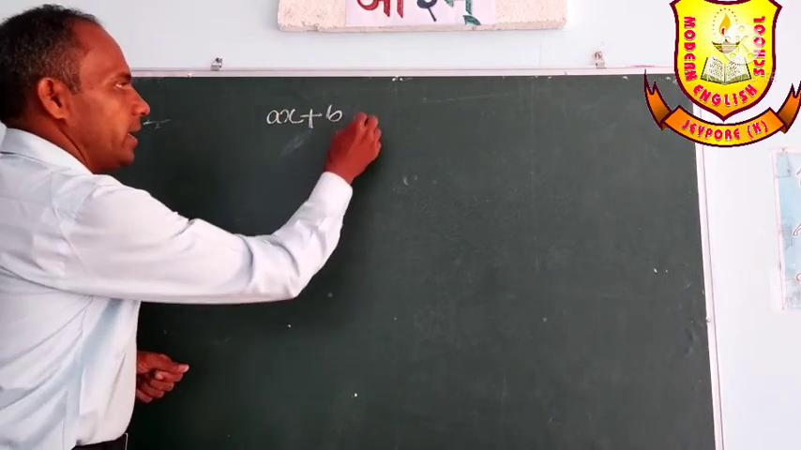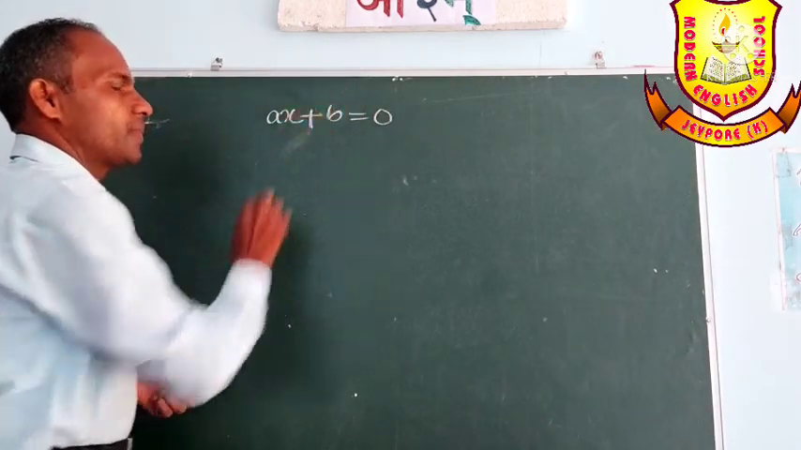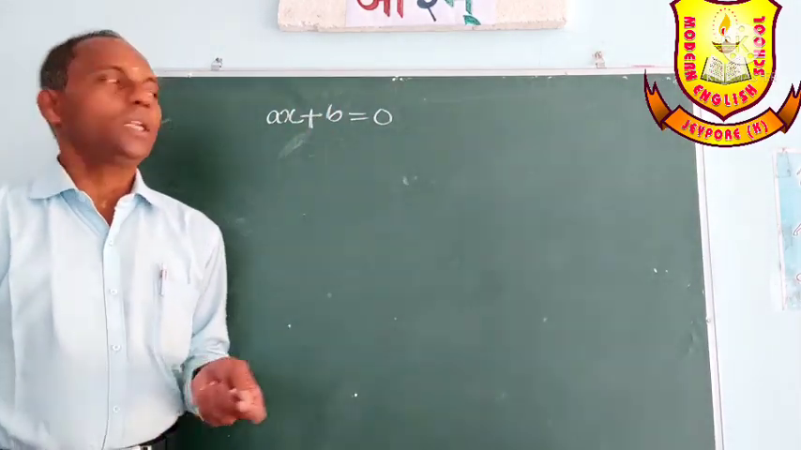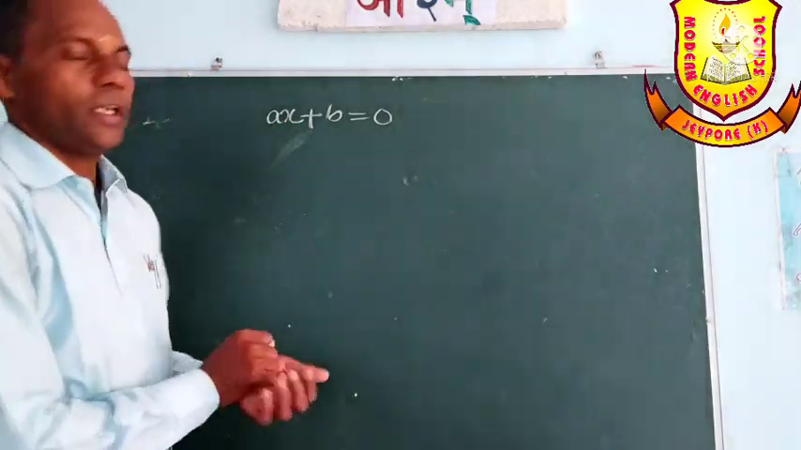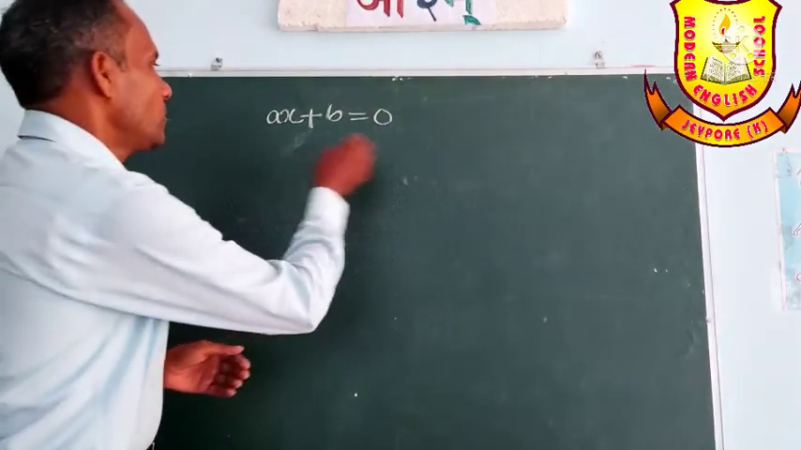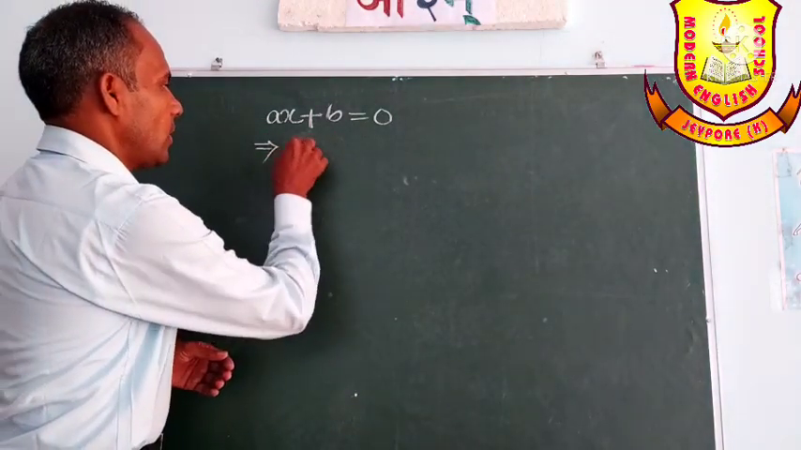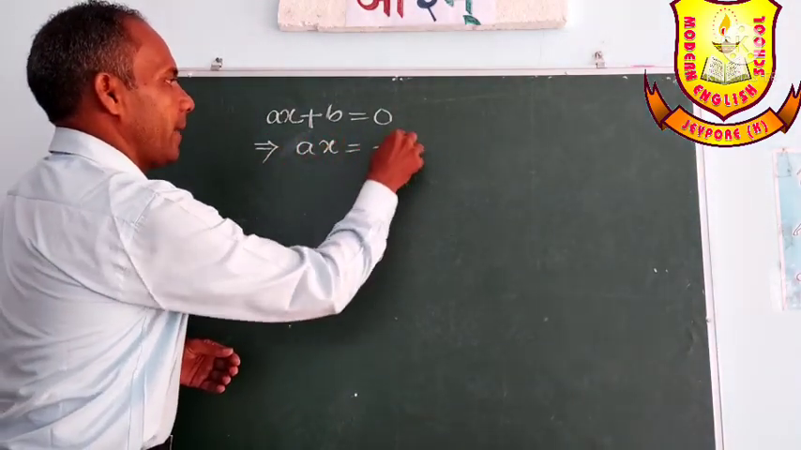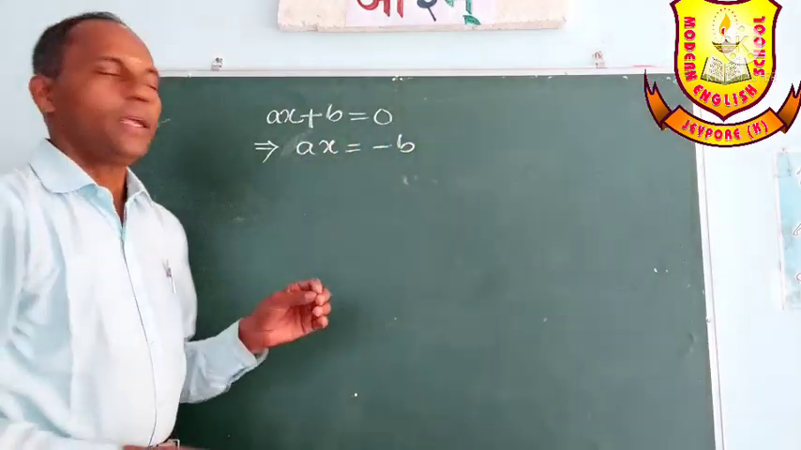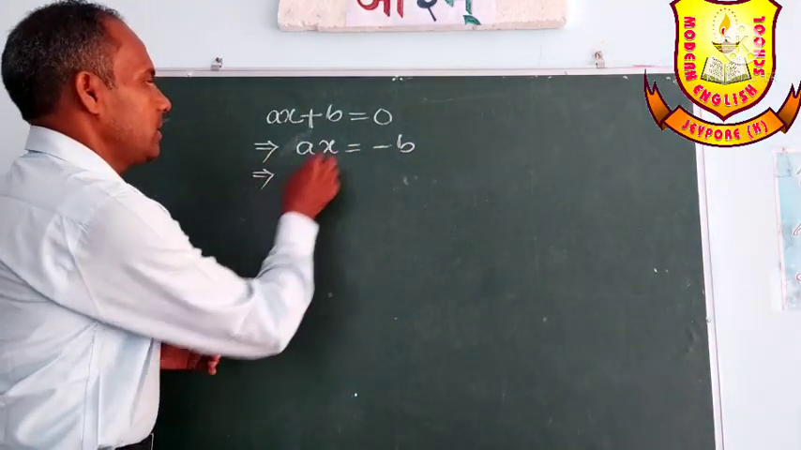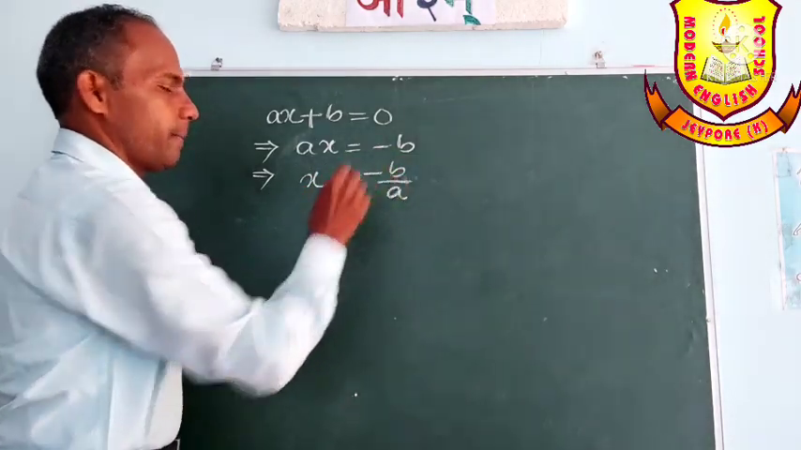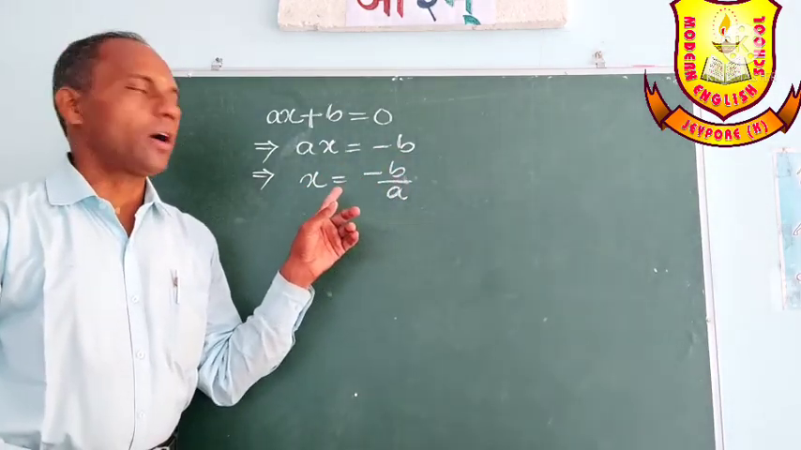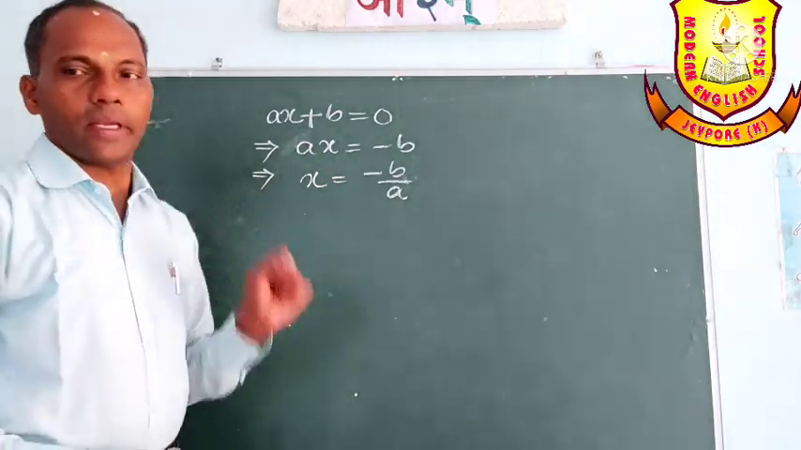If you equate it with 0, then it will be a linear equation in one variable, and we have to find its solution. So ax will be equal to minus b, which implies that x will be equal to minus b by a. This is the solution of a linear equation in one variable.